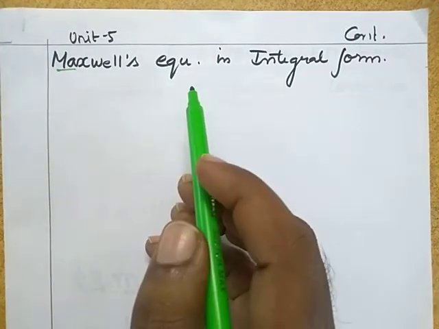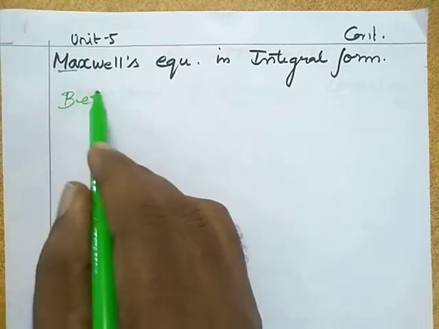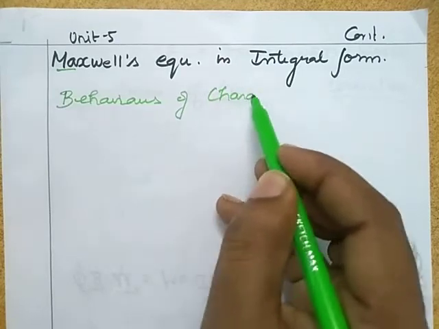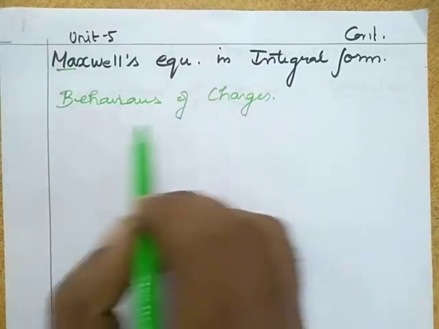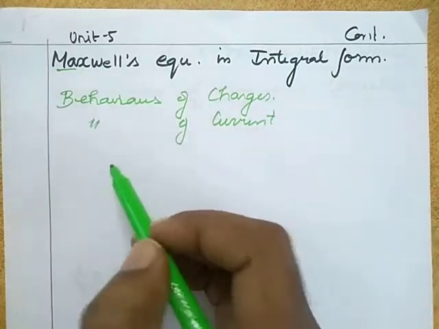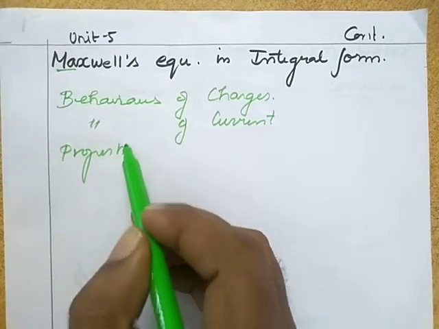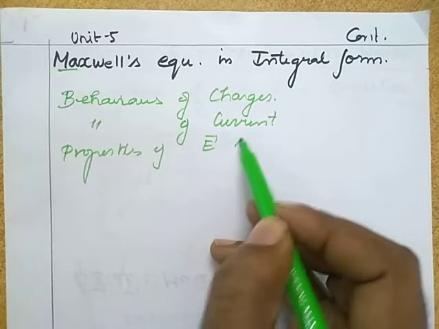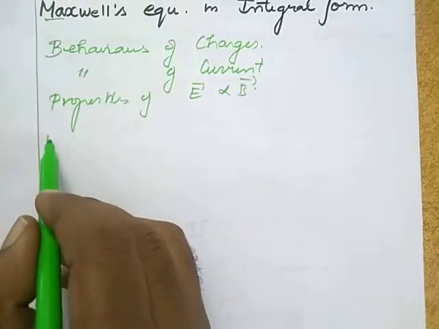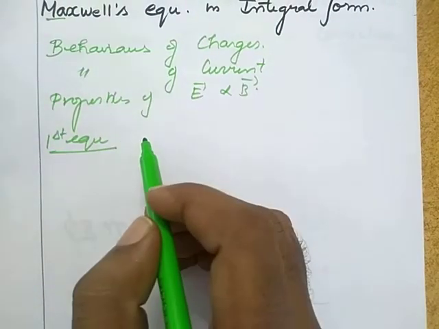These four equations can explain the behavior of the charges, then the behavior of the current, then properties of electric and magnetic field. Let us start with the first equation, that is Gauss law.